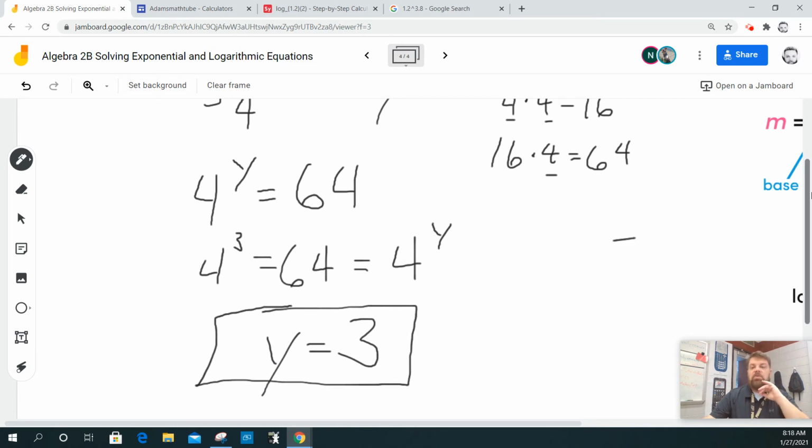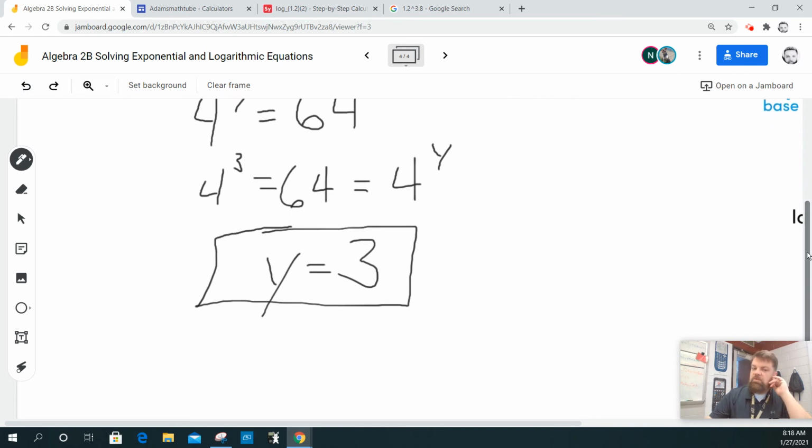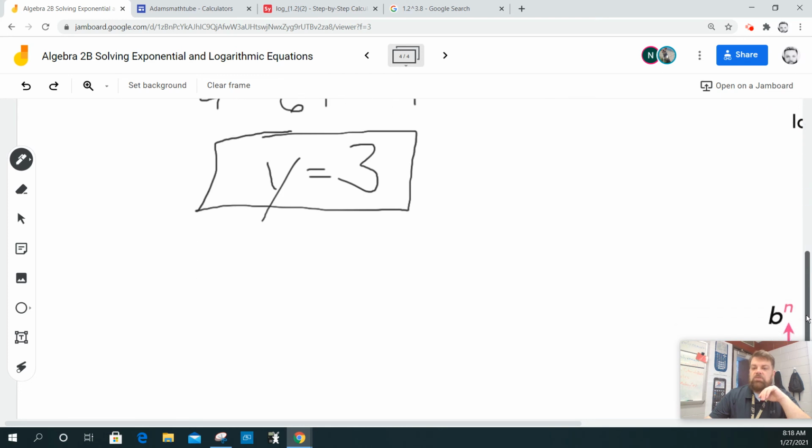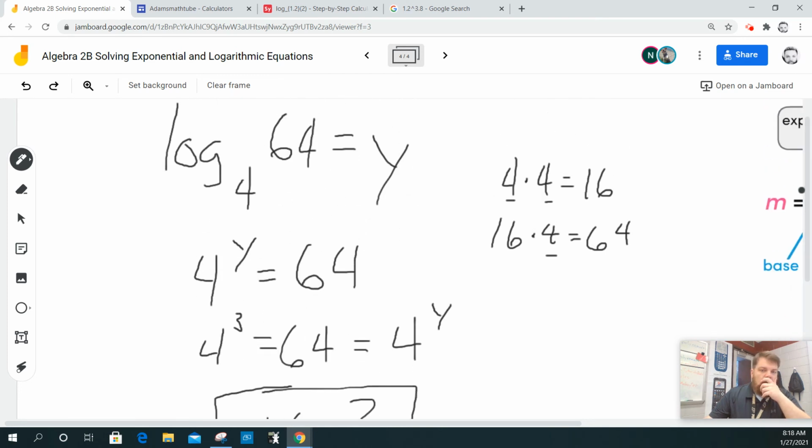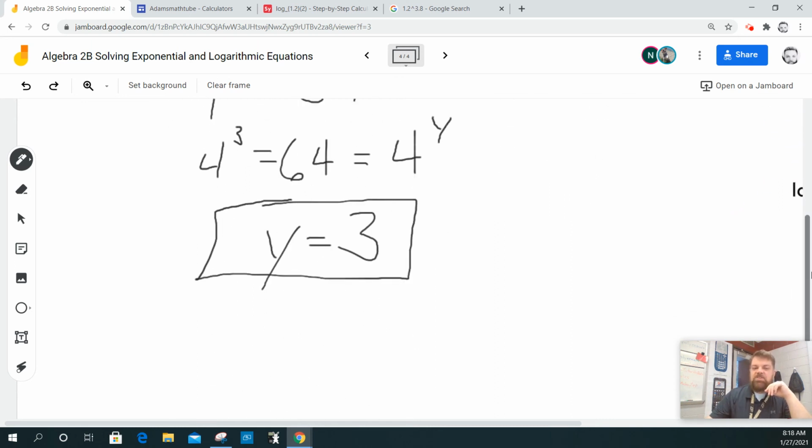Now there's another way to do this problem, and I want to show you this too because this is pretty helpful. There's another way to solve this, but I'm just going to leave it like this for now.